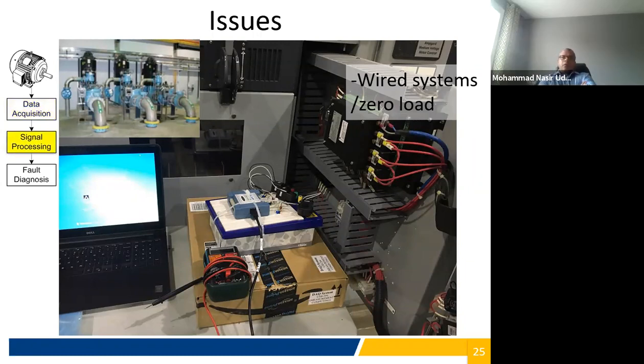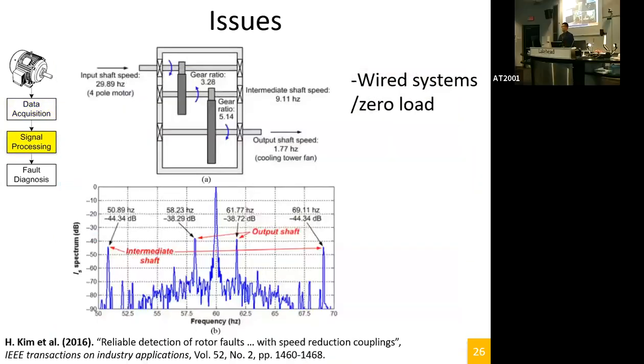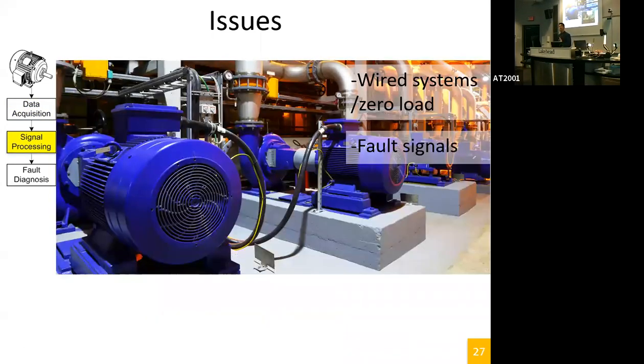Now let's look at the issues related to signal processing. Sideband analysis is a really common way to detect faults, but it is easily influenced by gear ratios that are connected to the load, as we can see in this publication here, and they can be confused for a fault when there is no fault. And as we see, it is based on the shaft speed to detect faults. So fault signals can be unreliable.